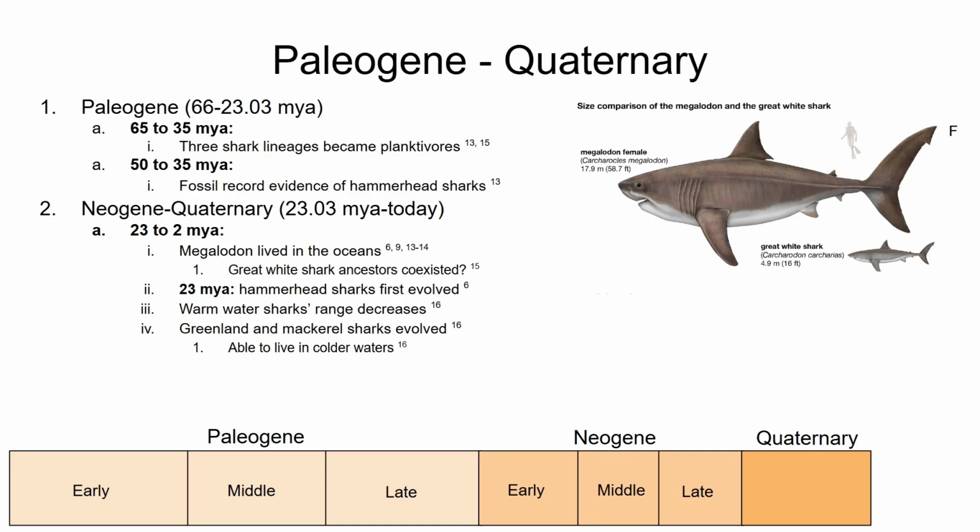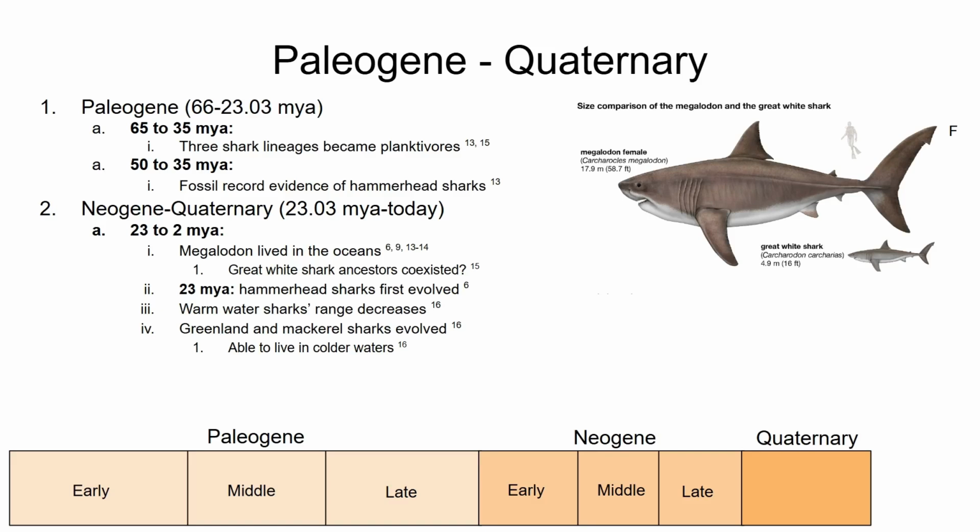What does molecular evidence say about when hammerhead sharks first appeared? Molecular evidence points to hammerhead sharks first evolving 23 million years ago during the Neogene. Did any sharks retreat from the range? What other sharks came into being? Could these new sharks live in colder waters?